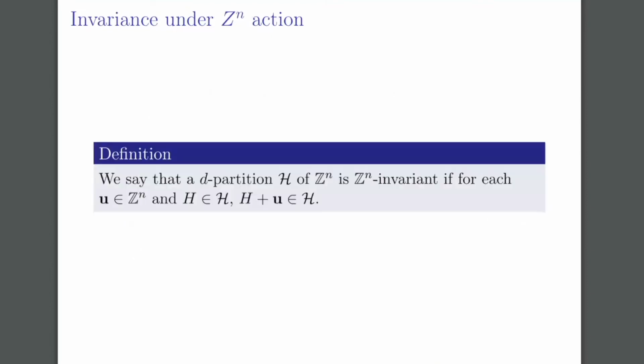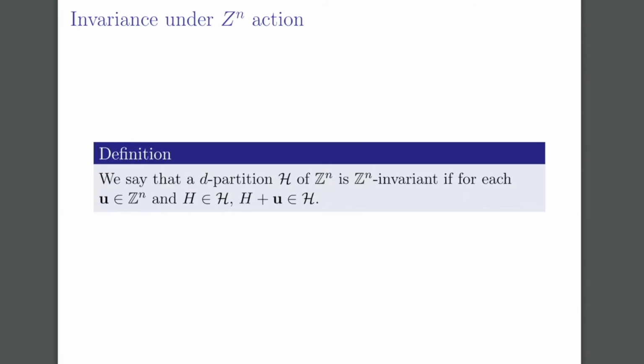Great. So we're going to use this to our advantage, that we have this nice Z^n structure acting on our matroid. And we're going to extend it to d-partitions in particular. We're going to say that a d-partition of Z^n is Z^n-invariant if for every vector u in Z^n and for every block h in my d-partition, the translation h plus u is also a block of my d-partition. And with this definition in hand, we can really start proving results.